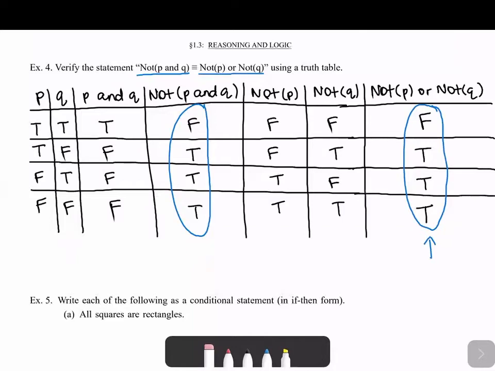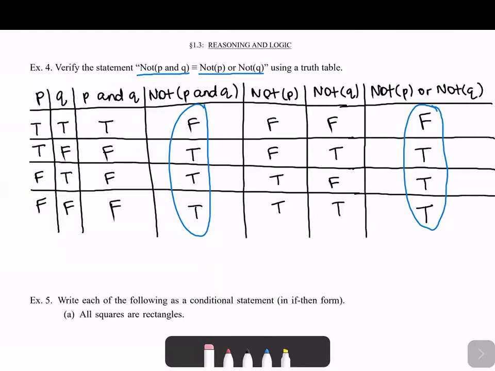So that's all for that one. Now these are all the examples we're going to do over not, and, and or. These are pretty straightforward. You just have to think that not obviously makes things opposite, and for P and Q, just remember when is someone lying to you, and it'll all be pretty straightforward.